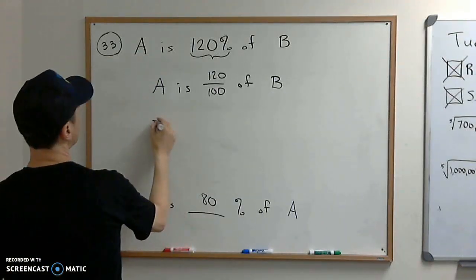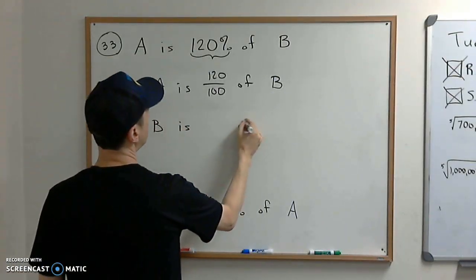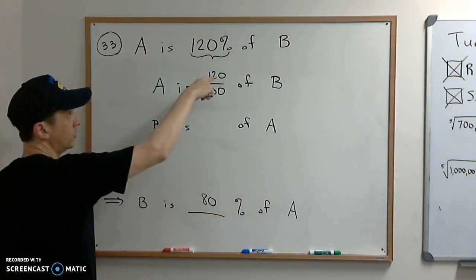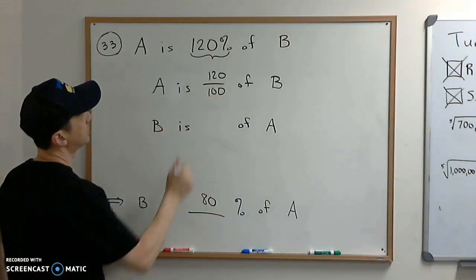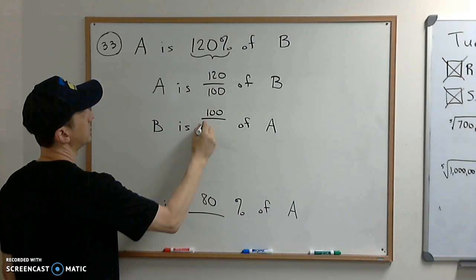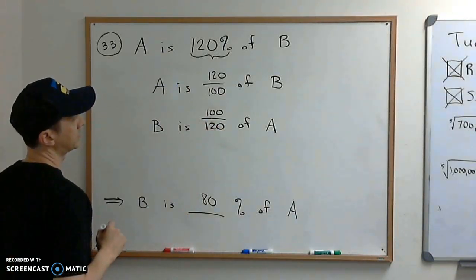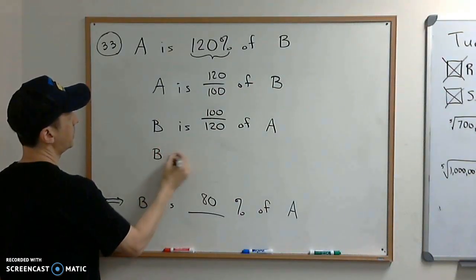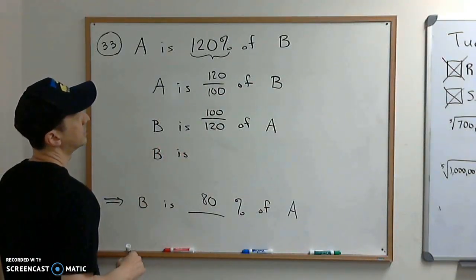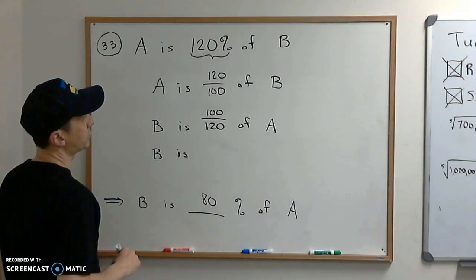Therefore, if we reverse the roles of A and B, what do we do with this number? That's right, we reciprocate it. Just flip the fraction upside down. All right? By the way, I would recommend you reduce that. You can divide each of these numbers by 20.